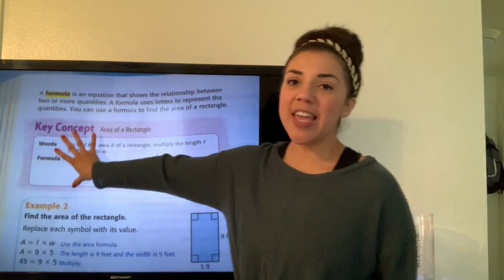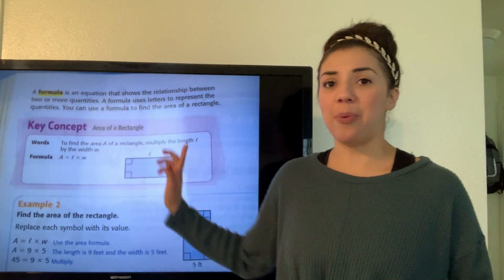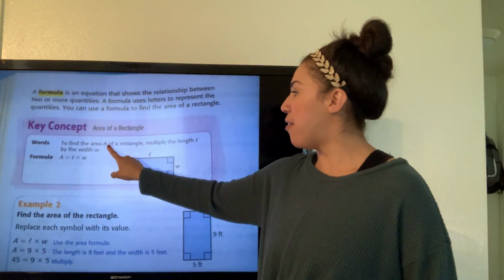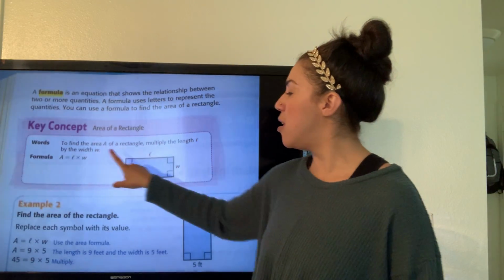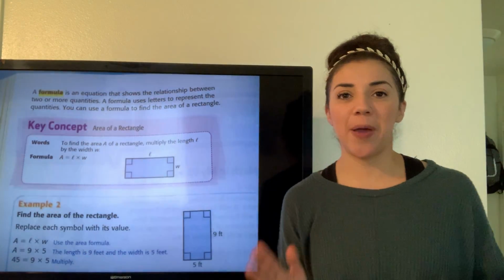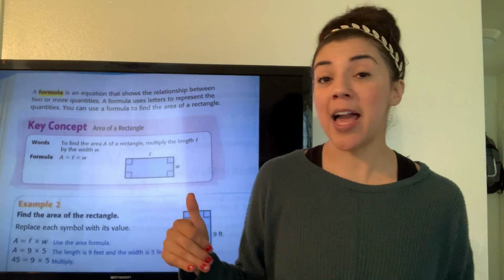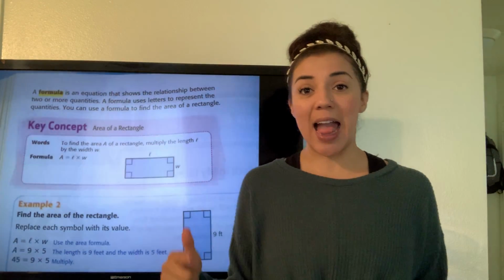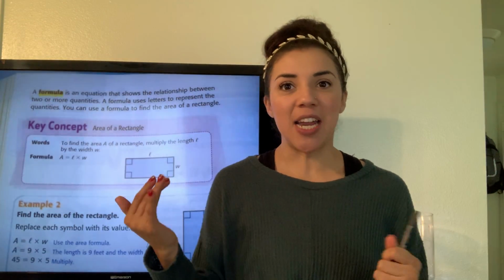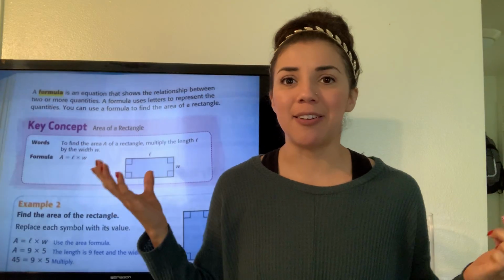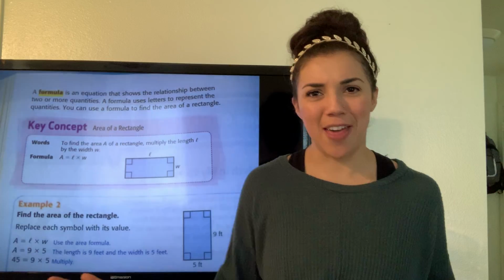And so looking at this key concept right here, we are looking at the area of a rectangle. To find the area A of a rectangle, multiply the length L by the width W. Right below that, you see listed the formula, which says A equals L times W. In other words, a formula is just kind of like a number sentence using letters to remind you how to do something in math, if that makes sense.